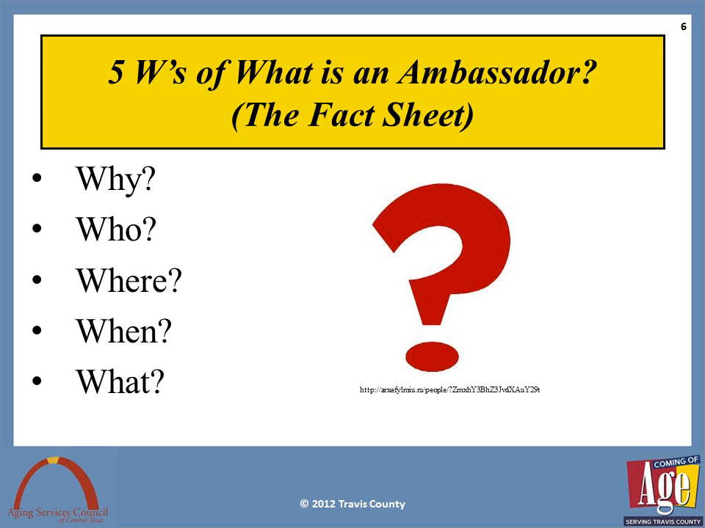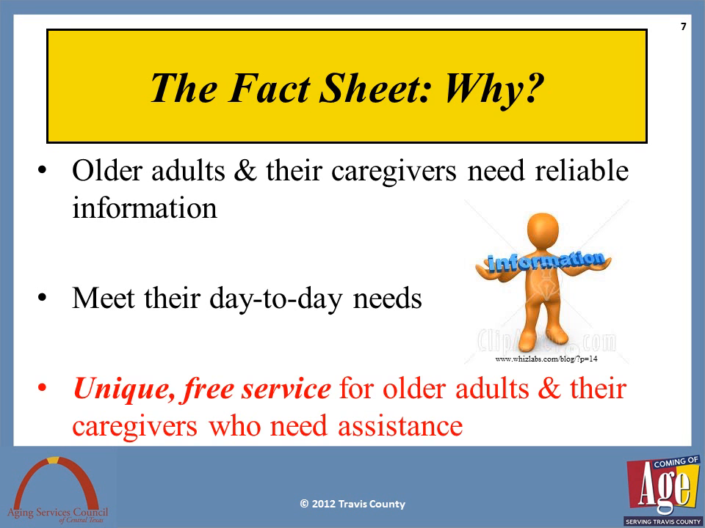Now we're going to be transitioning into the 5 W's of what is an ambassador, and this is known as the fact sheet. We're going to be answering the questions who, what, where, when, and why. We're going to get started with the why question first because we've already partially answered that when we said that many older adults and their caregivers need this reliable and accurate information about aging issues that's going to help them meet their basic day-to-day needs.